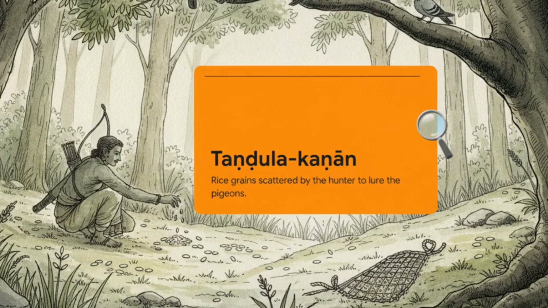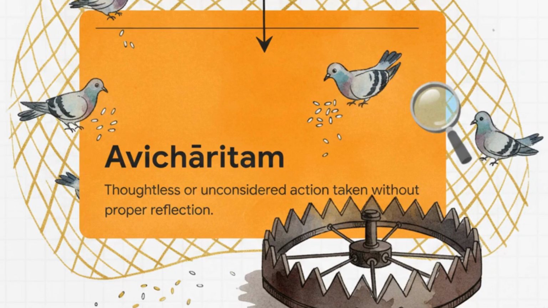You want to connect this term directly to the Vyadaha, the hunter. He intentionally scattered these tandula kanan on the forest floor. You guys, this isn't just a snack. It's the fatal bait meant to lure the birds down from the safety of their tree. Now, what's really interesting about this slide is that this single word is the root of the pigeon's entire downfall.